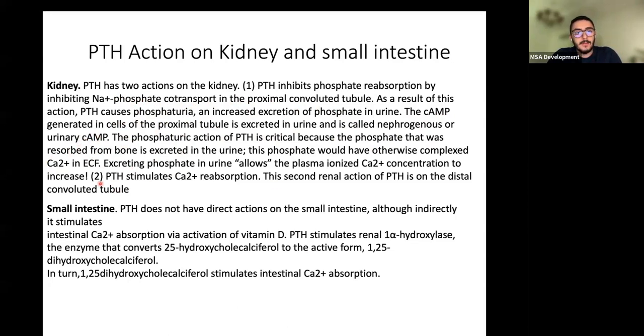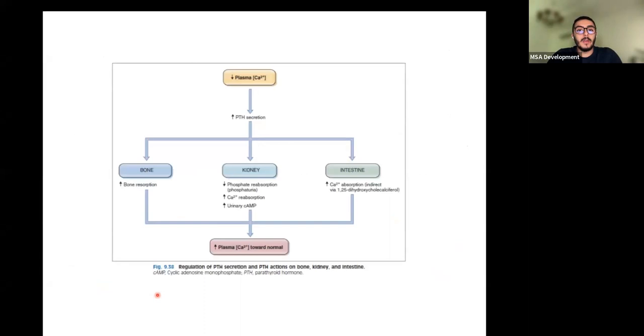And the second function is stimulation of calcium reabsorption on the distal convoluted tubule. The third effect is activation of vitamin D. This is very important, okay? In the small intestine, PTH does not have a direct action. However, indirectly, through the activated vitamin D, PTH stimulates the 1-alpha hydroxylase to activate it, okay? That's it. Same thing. Okay, so let's put this into action.